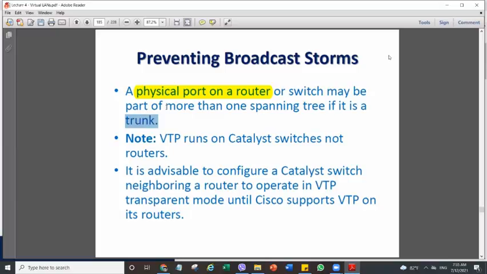So in such a situation, that port represents more than one spanning tree.